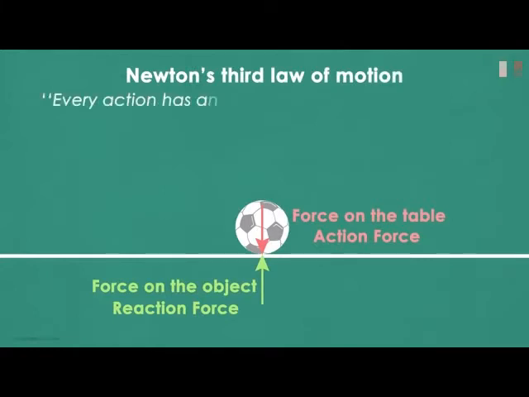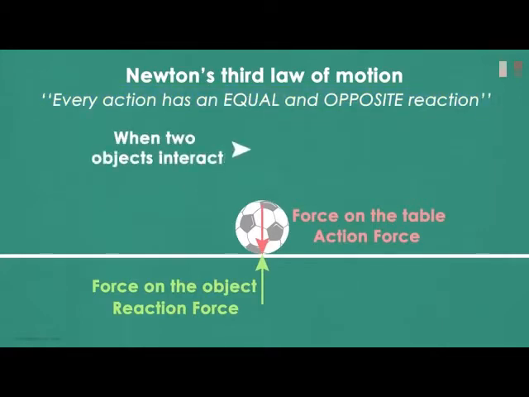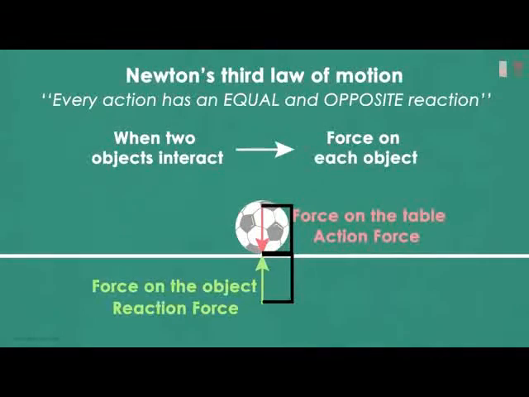Every action has an equal and opposite reaction. That's how simple the third law is. It means that when two objects interact, there is a force on each object. The magnitude of force on the first object equals the magnitude of force on the second one. And what about the direction? The direction of force on the first object is opposite to the direction of force on the second one.